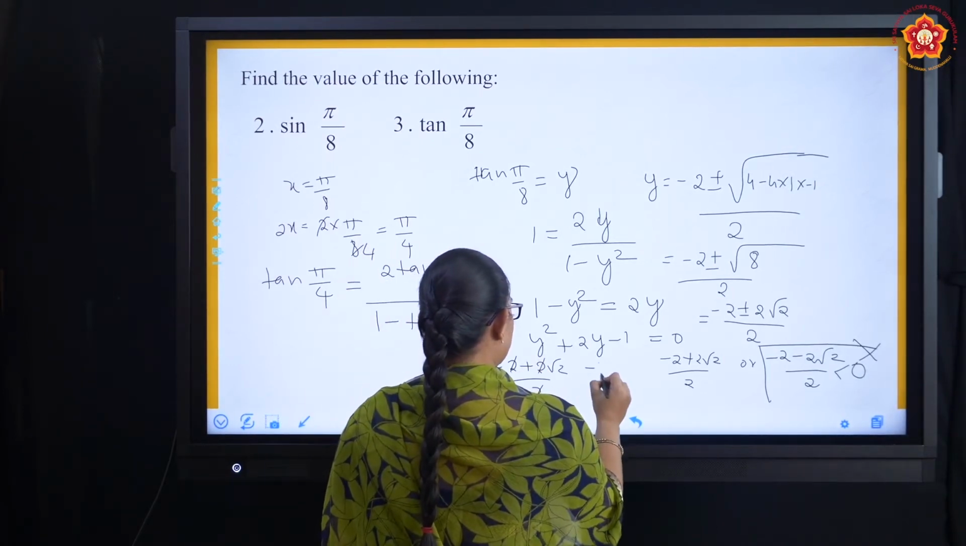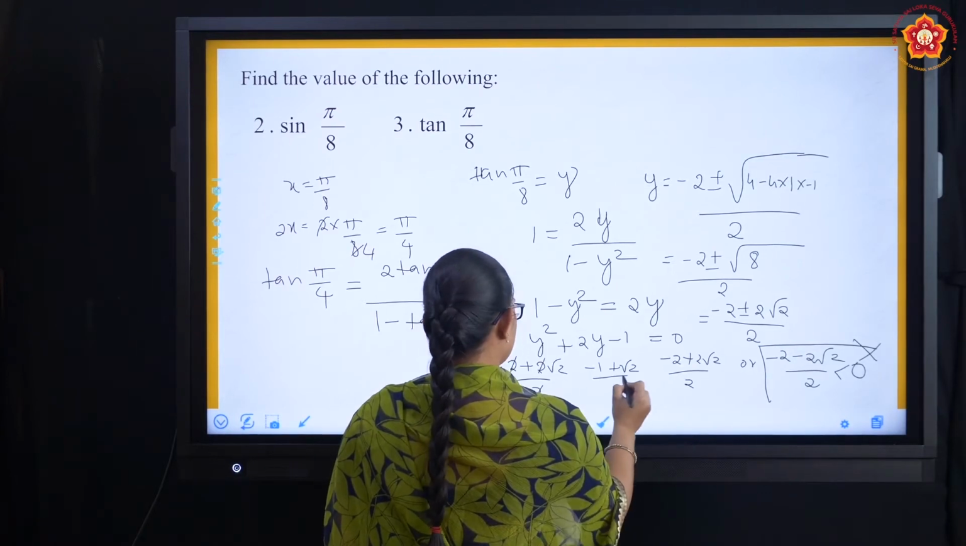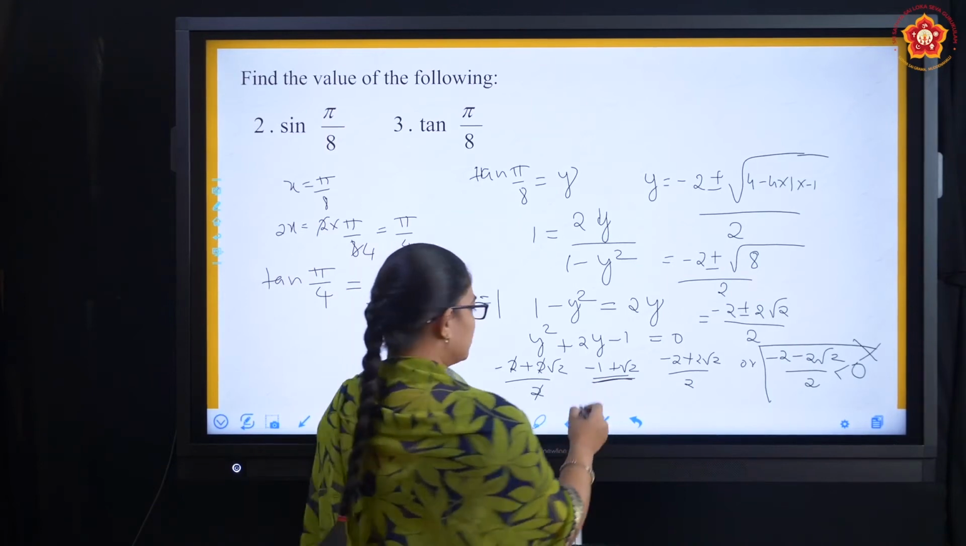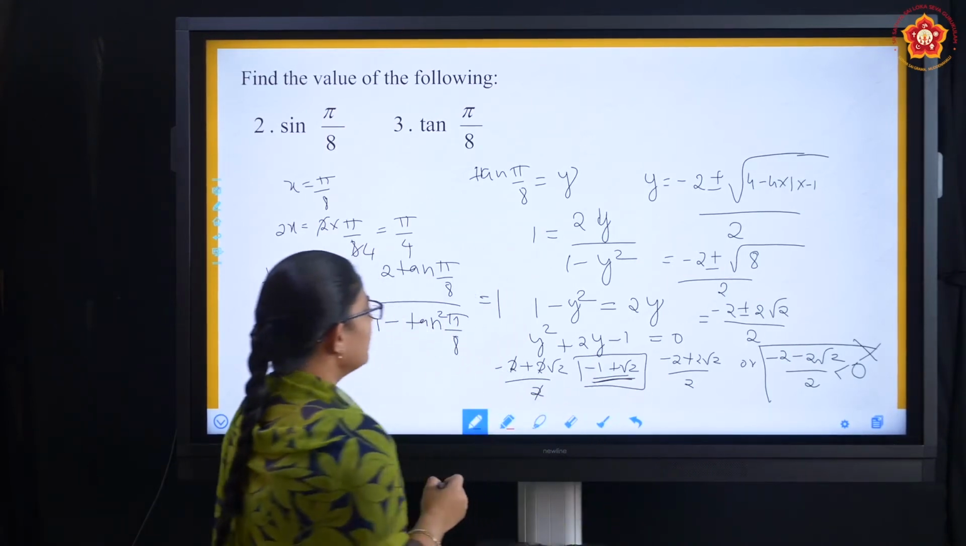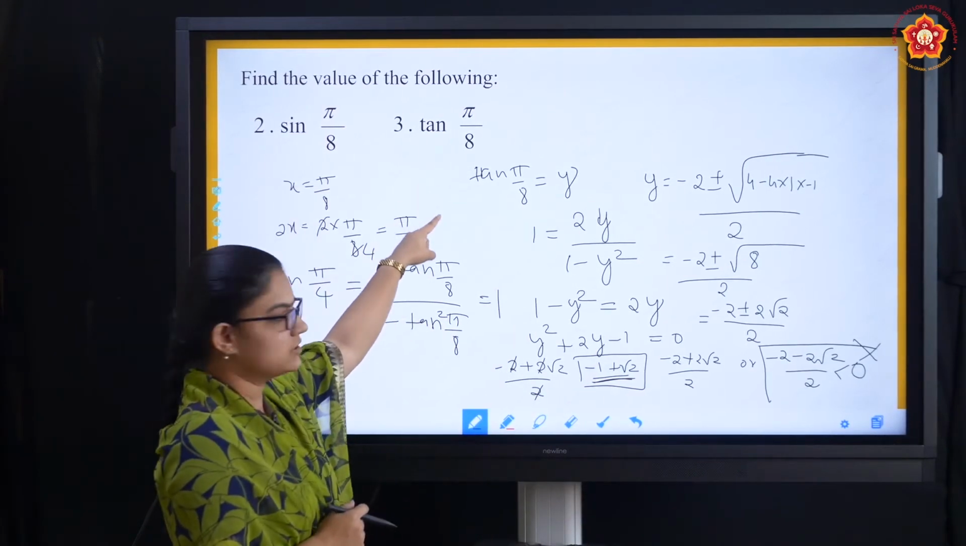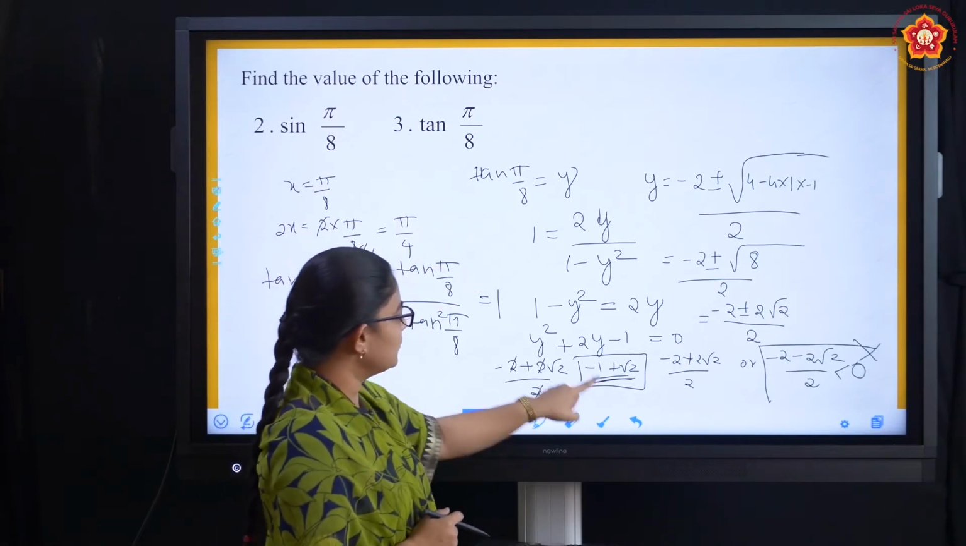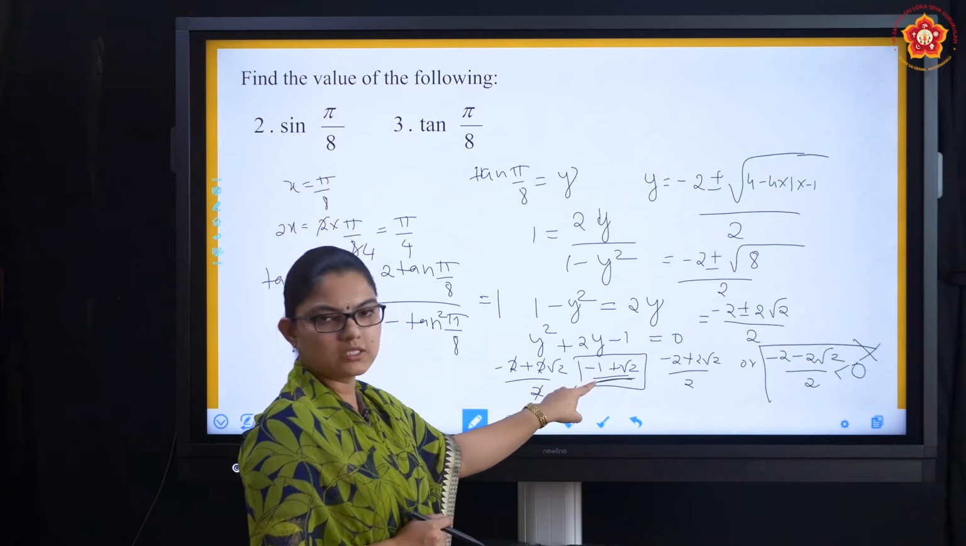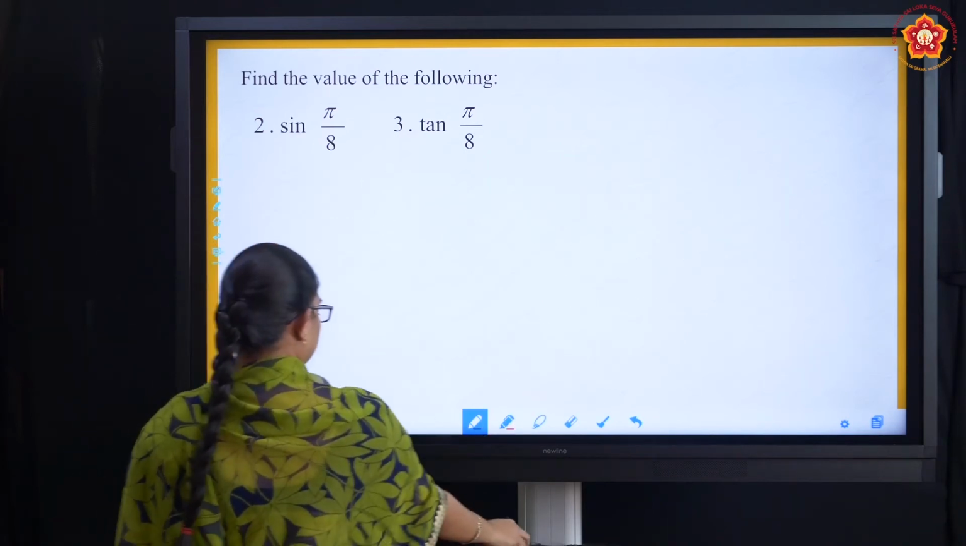So I have minus 1 plus root 2 as the value for tan pi by 8. So tan pi by 8 value is minus 1 plus root 2, or root 2 minus 1. Let us move on to the next problem.